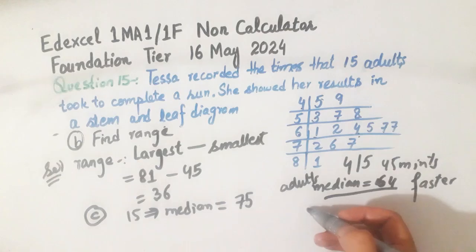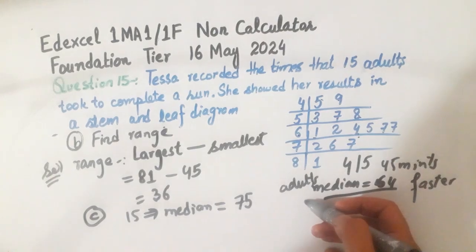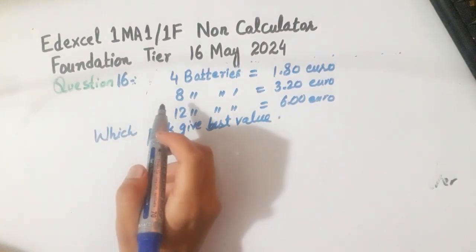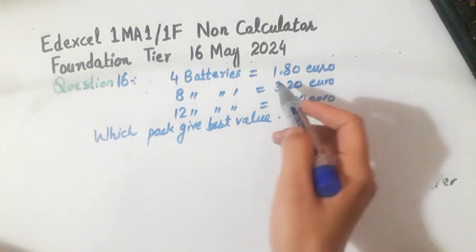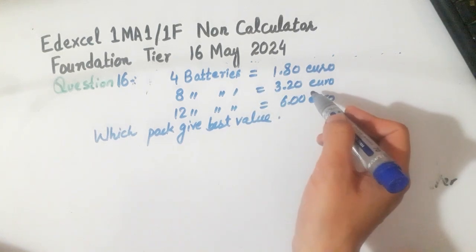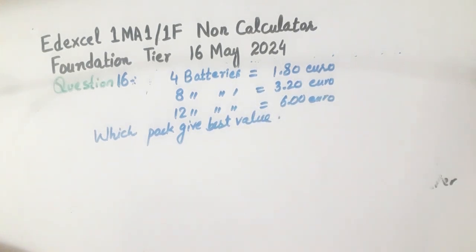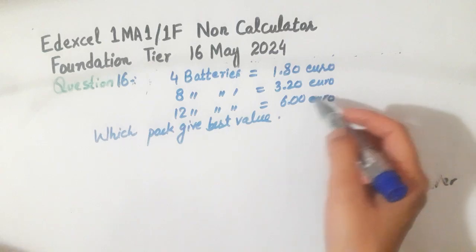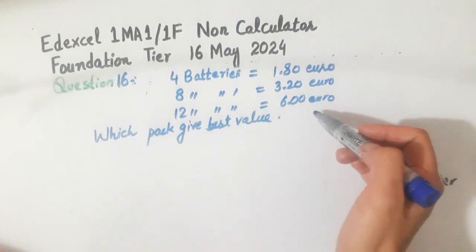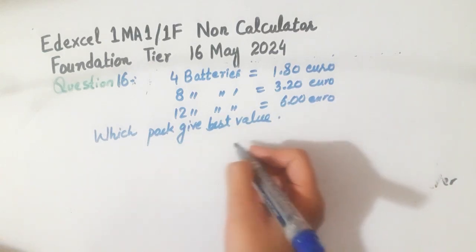Now we will solve question number 16. Here in question 16, the price of 4 batteries is given as 1.80 euro, the price of 8 batteries is 3.20, and 12 batteries cost 6.00. Which pack gives the best value?